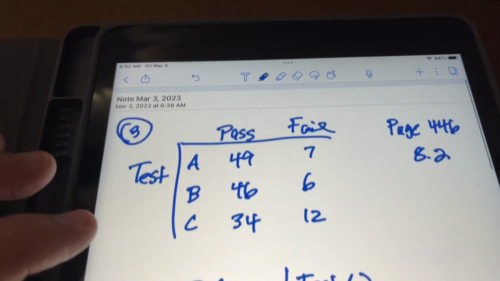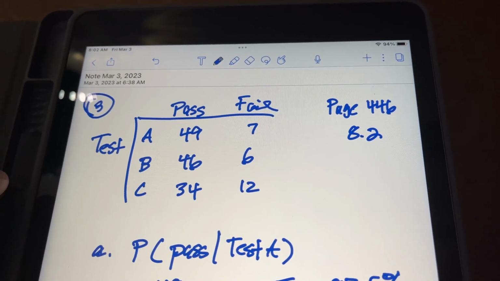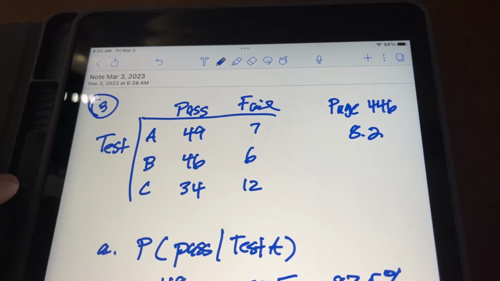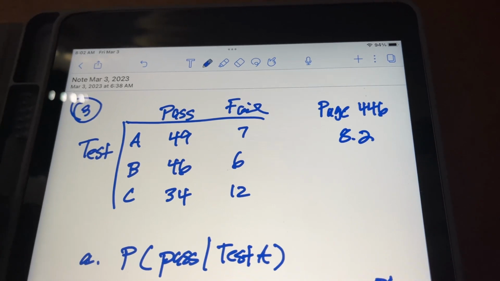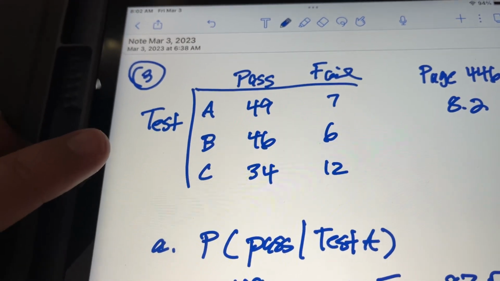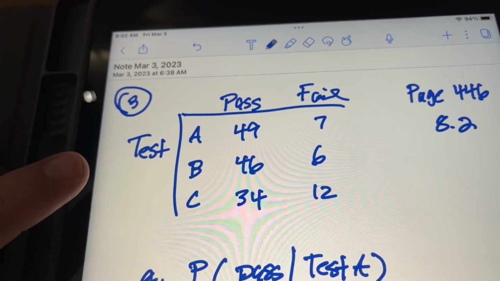Now that brings me to this thought. If you're using the Algebra 2 Honors book from Pace High School, I think it is a Larson Algebra 2 Honors book or Algebra 2 book, page 446, section 8.2. Question number 3 says you have 3 tests, test A, B, and C. And these are the results.